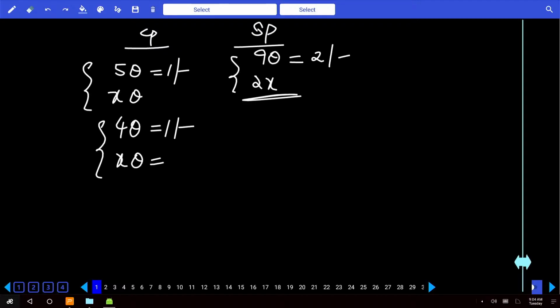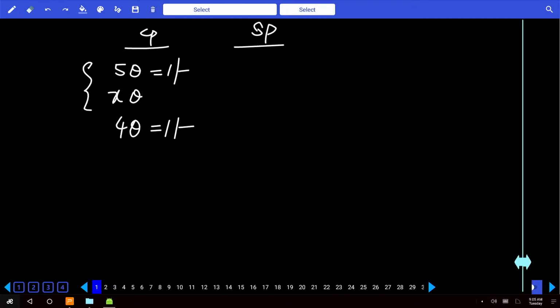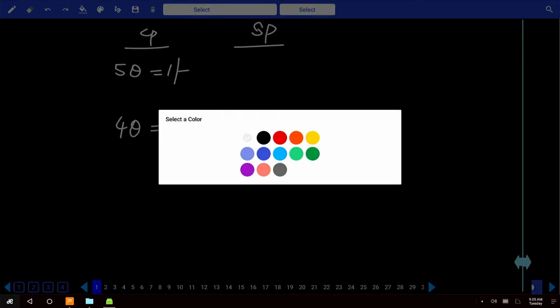4, 5, 9: all are co-primes to each other. 4, 5 are consecutive numbers, co-primes. 9, 4 are co-prime. 5, 9 are co-prime. So the LCM is the product, 180. X is equal to 180. I think I gave you enough explanation why X is equal to 180. It must be a multiple of 5, 4 and 9. So X is equal to 180.